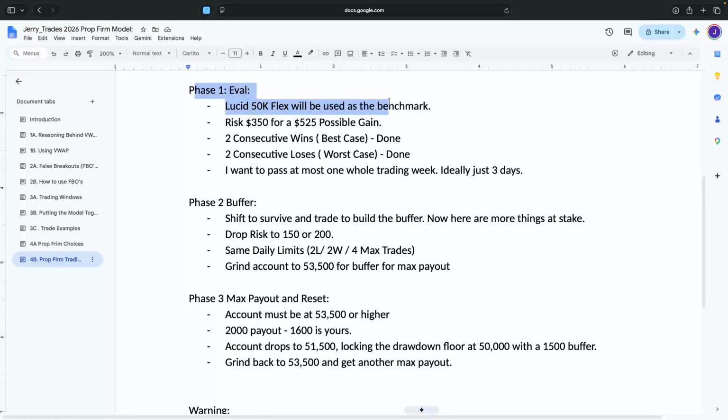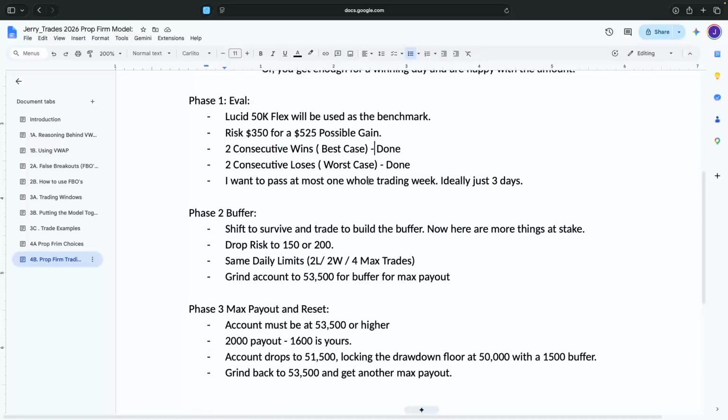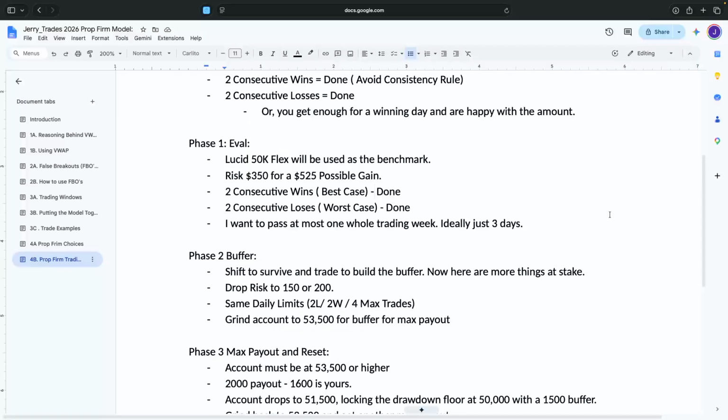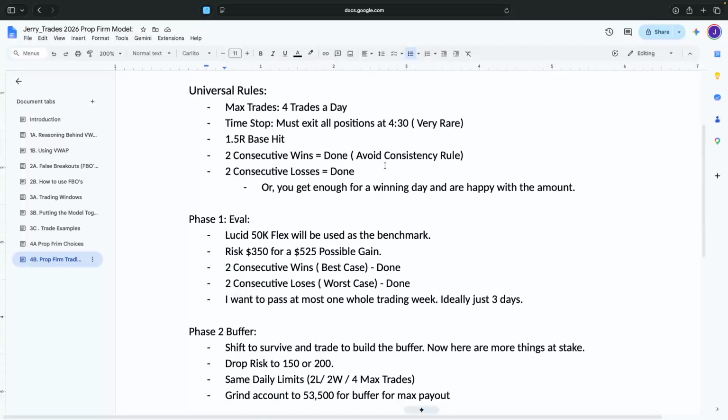So phase one eval, right? So 50K Lucid Flex will be the framework I use, but it's basically the same for all these accounts. I risk 350 for a 525 possible gain. That's a 1.5 risk to reward. 2 consecutive wins, best case, I'm done. 2 consecutive losses, worst case, I'm done. I do have max 4 trades, which is in the universal rules here. So as you can see, universal rules: max 4 trades a day, time stop must exit all positions by 4:30.